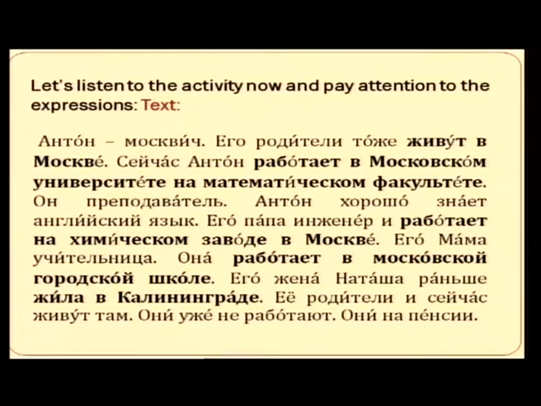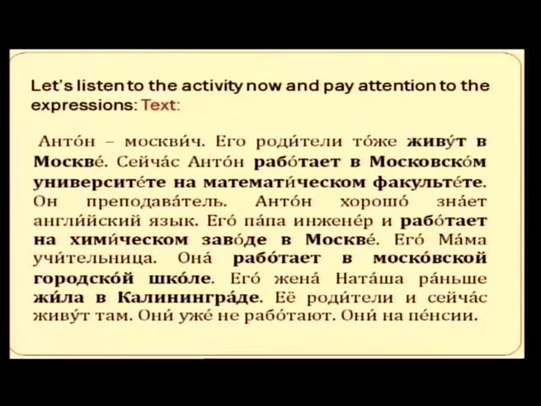Антон, москвич. Его родители тоже живут в Москве. Сейчас Антон работает в Московском университете на математическом факультете. In the first sentence, if you pay attention, Anton, the main character, is a Muscovite. For this we have used the expression москвич.